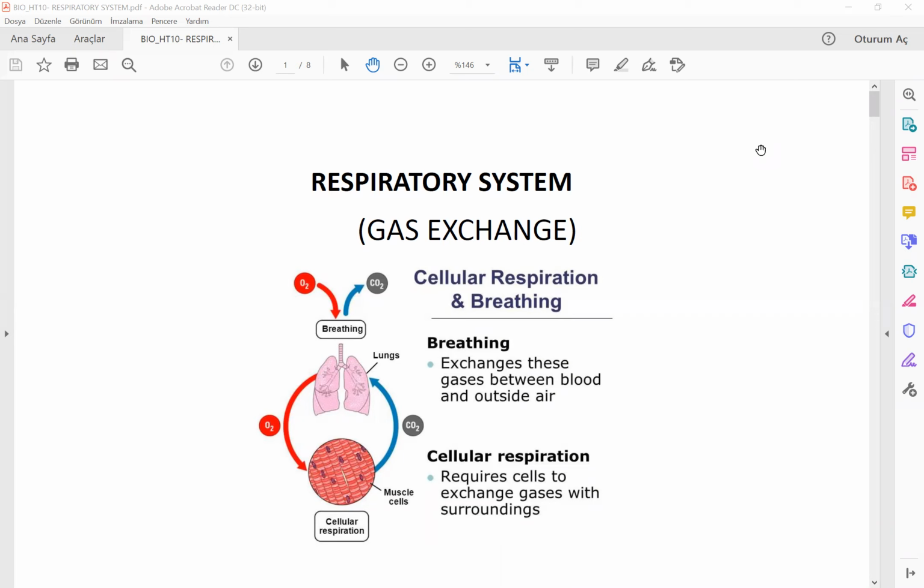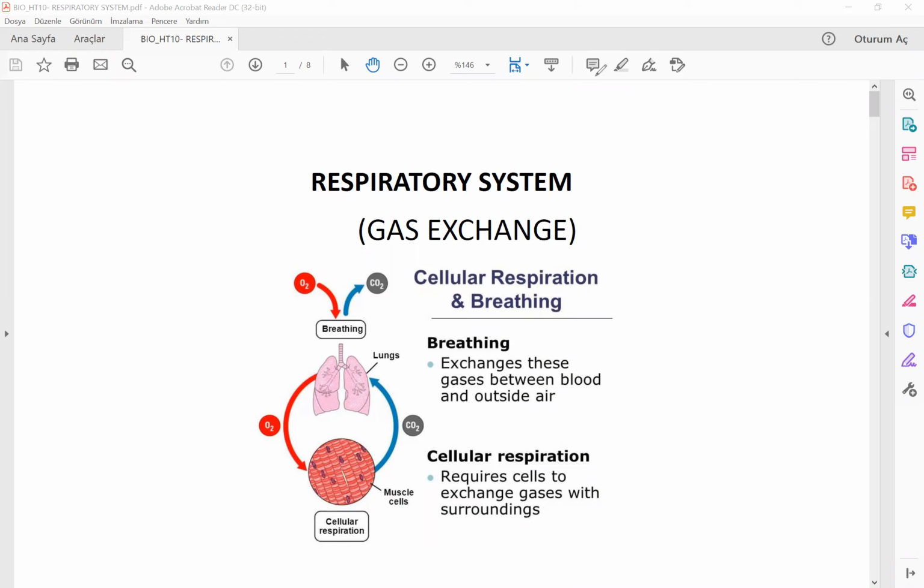Another name for the respiratory system is gas exchange, because there are respiratory gases. These are oxygen and carbon dioxide. These two gases are used and produced in cellular respiration inside the cell, and cells need oxygen to survive for cellular respiration, and they produce carbon dioxide as a by-product. Therefore, this carbon dioxide should be removed from these cells.